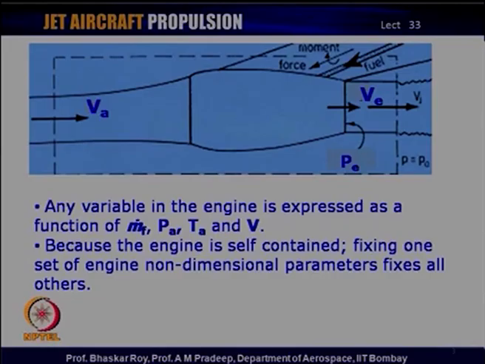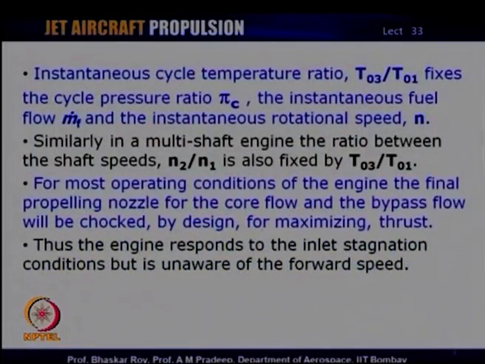So, this is where the matching comes in, that we keep an eye on the change of these parameters, so that when they tend to influence each other, they influence each other in a matched manner, and that is the important issue that we are discussing in today's lecture. Let us take a look at some of the fundamental parameters that we would need to keep our eyes on. The instantaneous cycle temperature ratio T03 by T01 tends to fix the cycle pressure ratio given the engine, the instantaneous fuel flow m dot f and the instantaneous rotational speed RPM n.